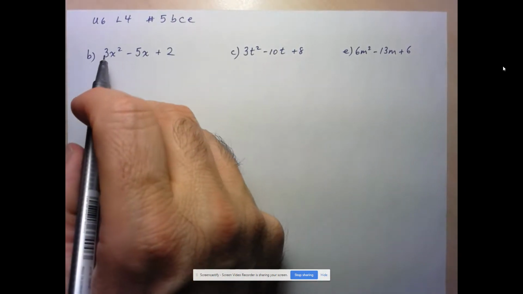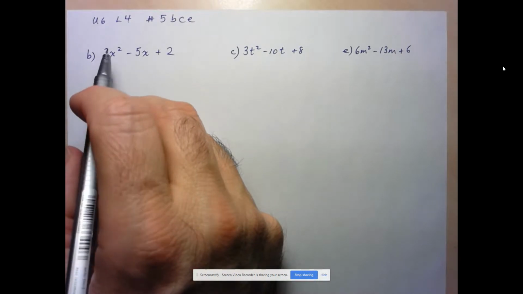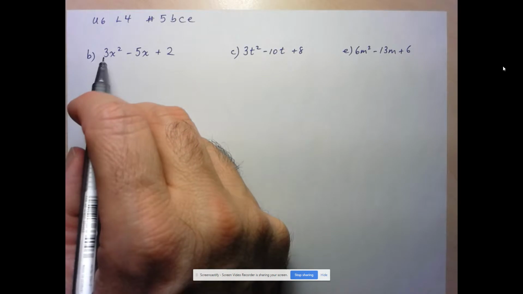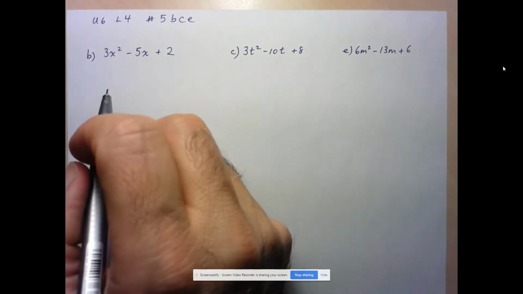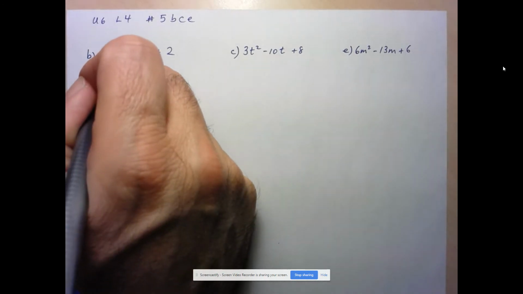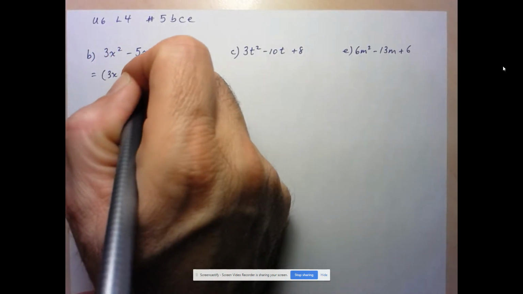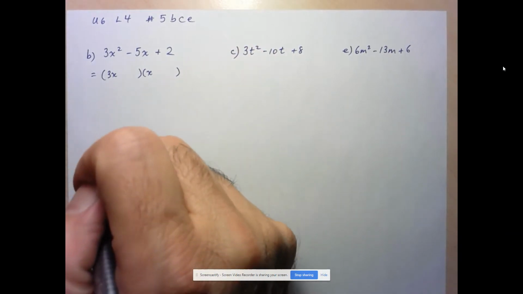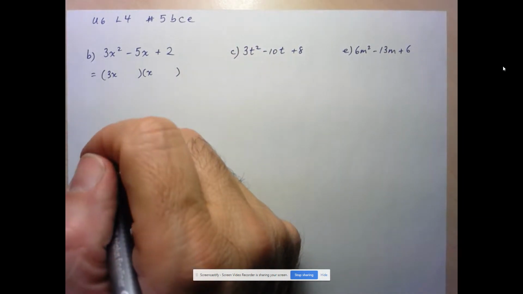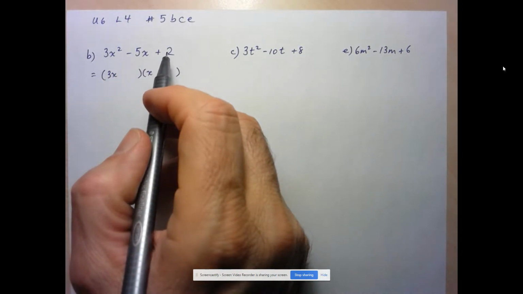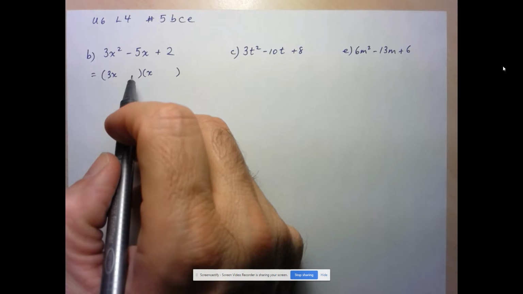So first thing I notice about B is that I've got two prime numbers in the A and C position. So I know that's going to make my life a little easier. I know that the only thing that's going to give me 3x squared is going to be 3x and x. So in fact, not a bad idea to just input that right away. All right, so I just have to figure out which order I'm going to put the 2 in.